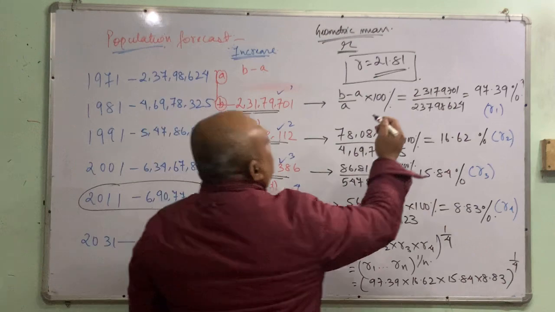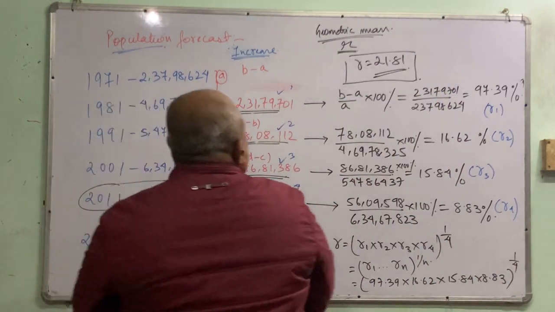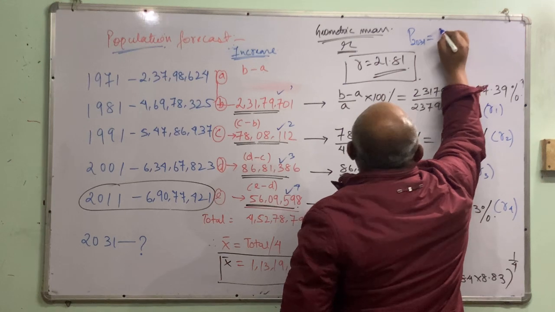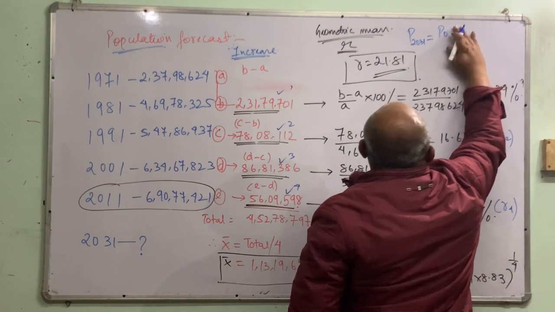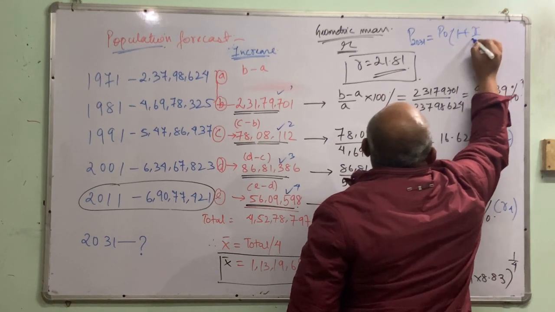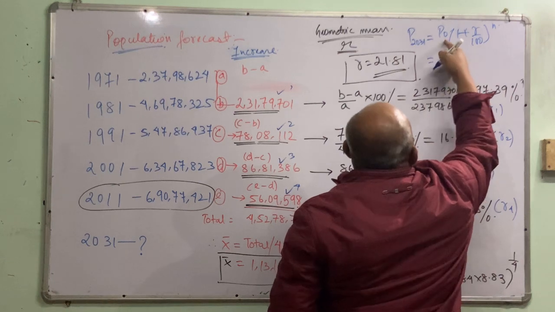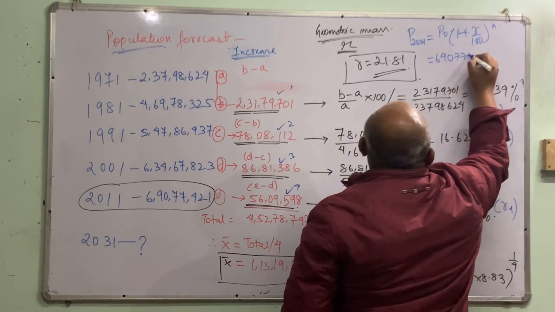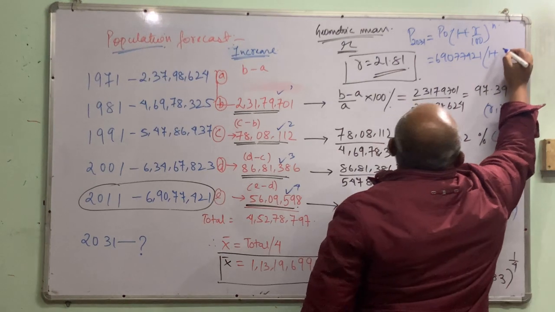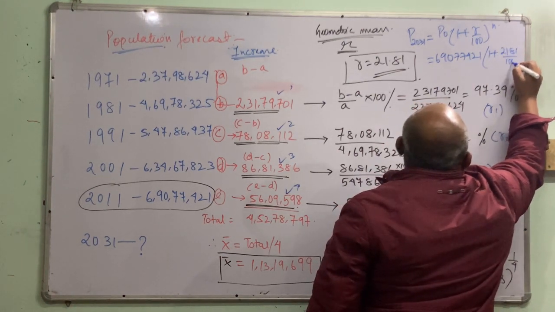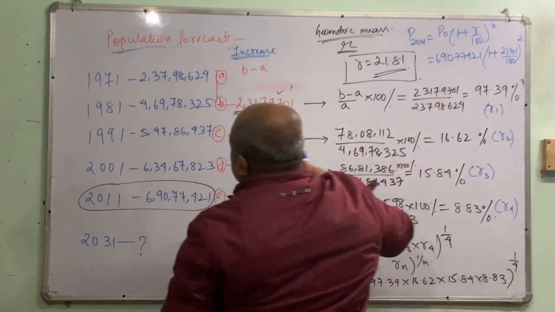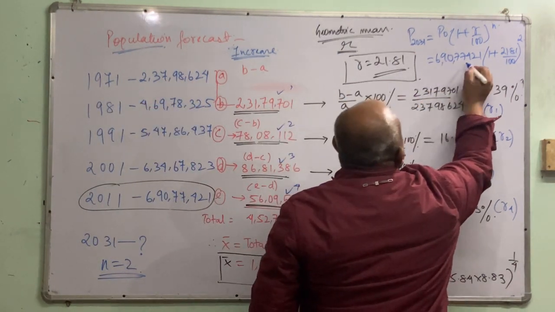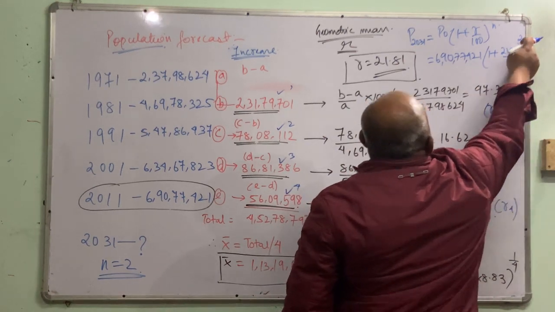Okay? Now, let me use different colors. Now, P 2031 is equal to P naught into 1 plus R by 100 to the power n. What is P naught? P naught is 690,77421 into 1 plus 21.81 divided by 100 to the power n. What is n? n is 2 because it is two decades, therefore n is equal to 2, right? So this is the initial population into 1 plus R by 100 to the power 2.